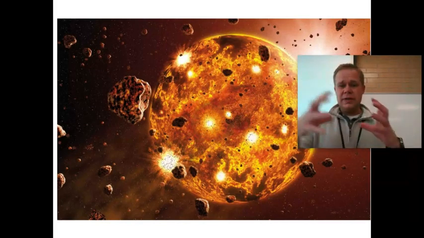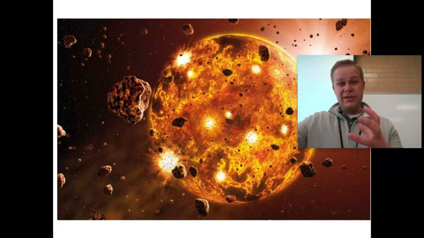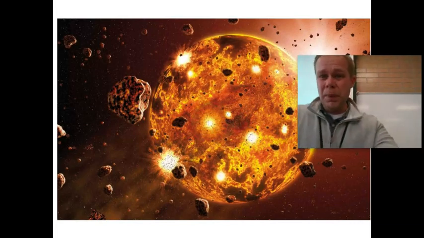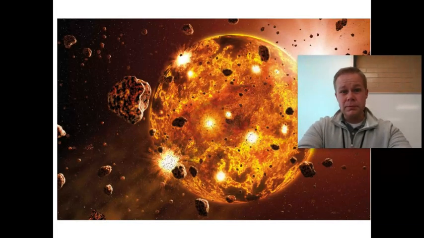And then more asteroids would hit them. Now, as they got bigger, they got more gravity, and so they started pulling more and more of those asteroids into them until it grew into this giant ball of magma, which is what the Earth started as.